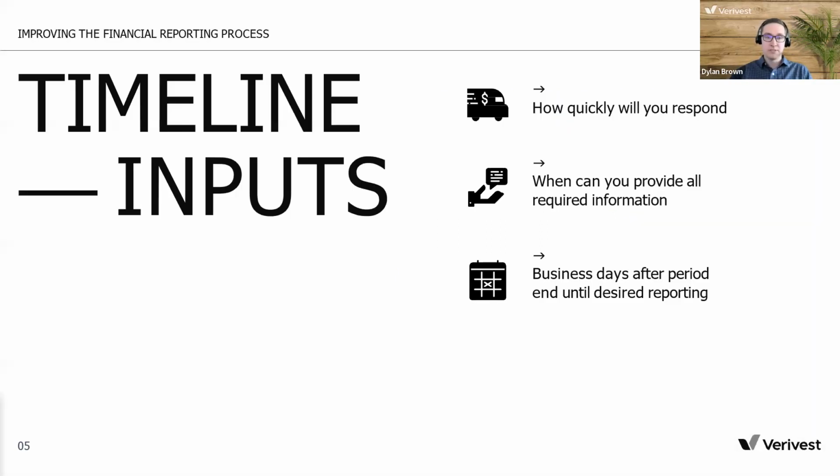I mentioned those three inputs there. The first input that we're looking for is how quickly you respond. Typically, we're looking for 1 to 2 business days. After that, we're looking for when you can provide all required information. This concerns, at the end of the month or the end of the quarter, how quickly can you give us everything that we normally ask for? And last but not least, we're going to be asking how many business days you want after the period end until desired reporting. This means when do you want those investor statements to go out and to have those financials finalized? If those three things are known, we'll work together to make that previous slide's calendar, so that you can look ahead and plan out when things are going to happen.